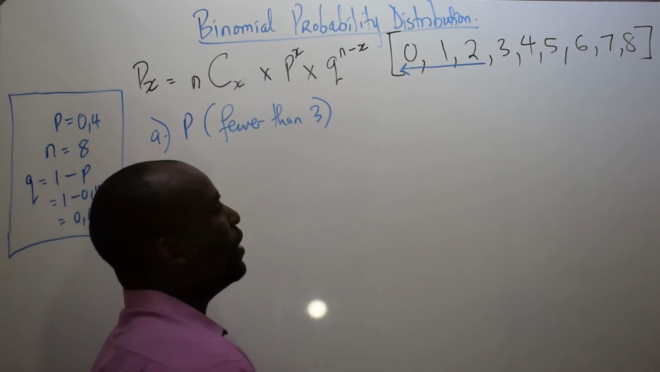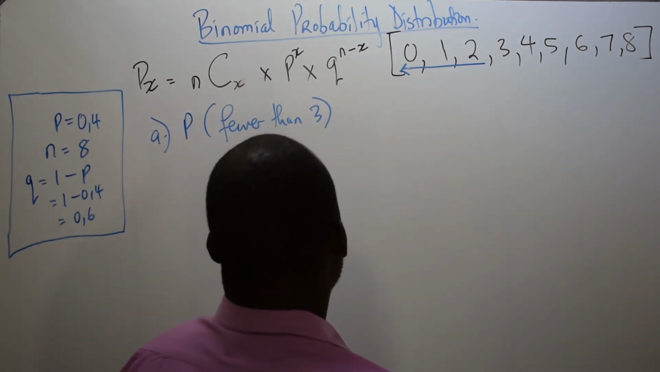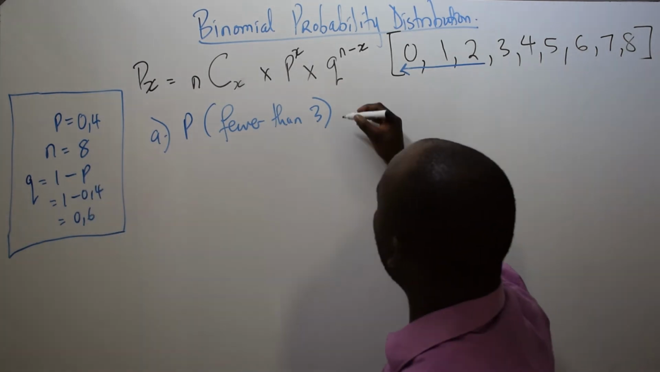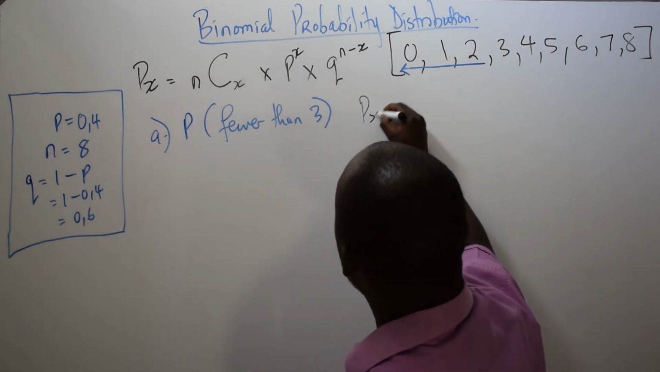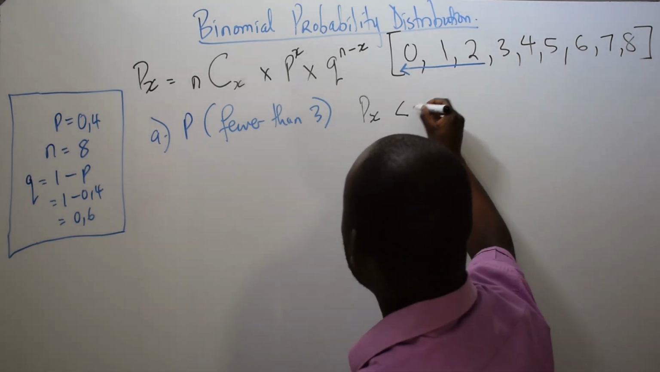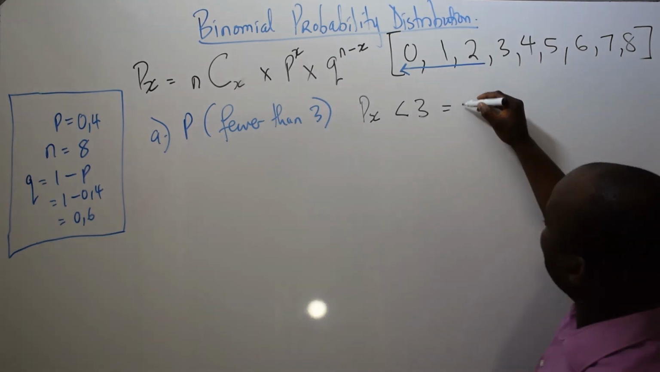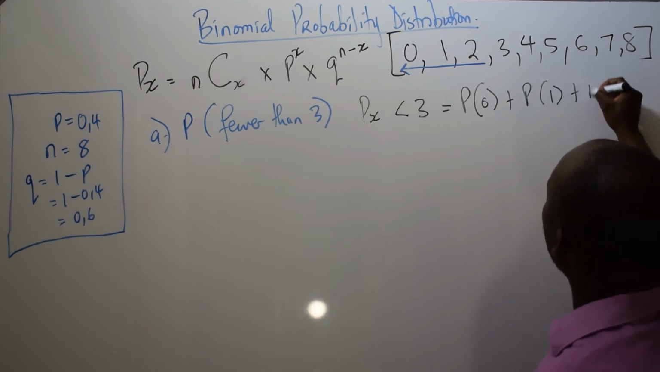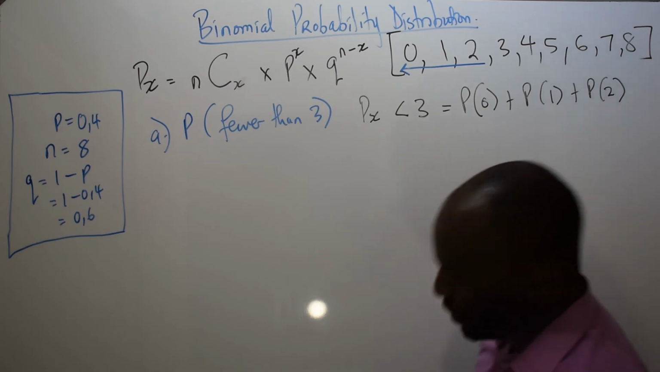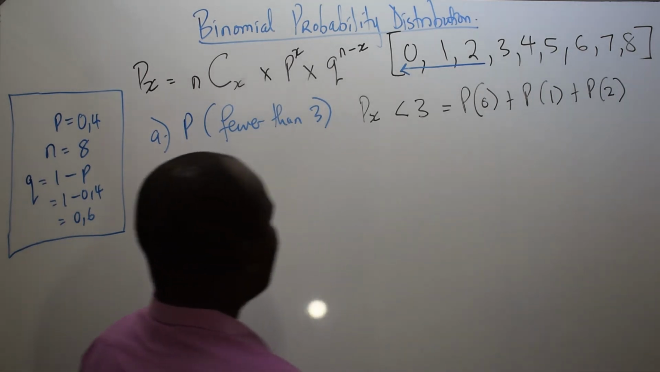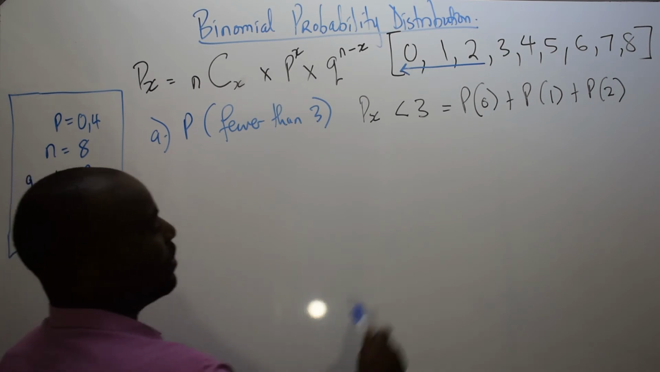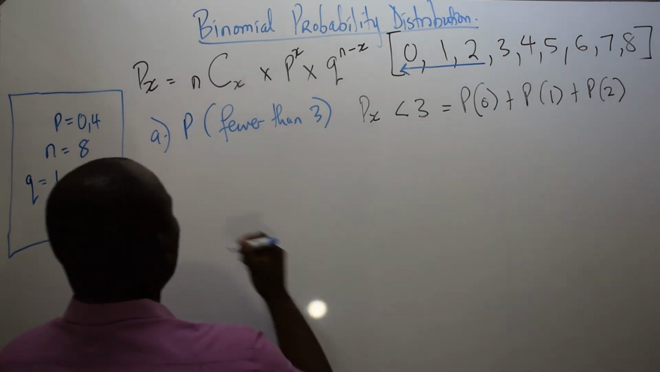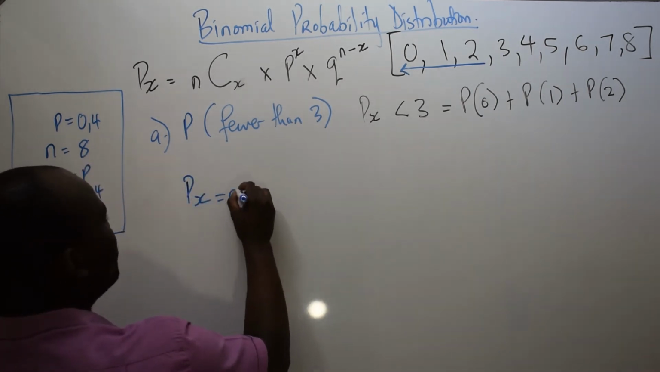So we're going to combine these probabilities. You should be able to reduce this into writing P(x) is less than 3, and this is equal to the probability of a 0 plus the probability of a 1 plus the probability of a 2. So in this case, we're going to work out the 3 probabilities and join them. Remember, your discrete probability distribution always starts with a 0. So we're going to look at P(x) equals 0.